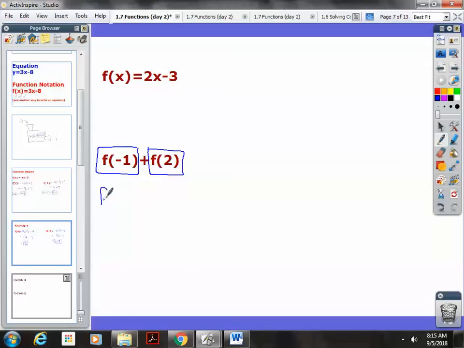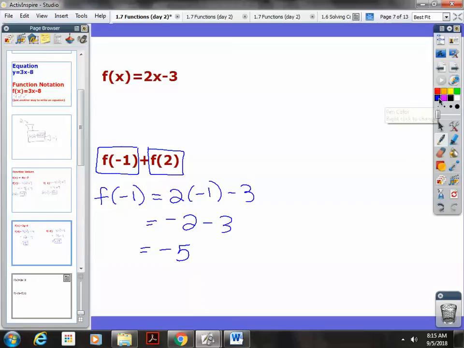Let's first find f of negative 1. Let's substitute in, replace x with negative 1. Two times negative 1 is negative 2. And negative 2 minus 3 is negative 5. Is that my answer? Yes, we need to find f of 2, don't we? And then what are we going to do with our answers? Add them together. So let's go ahead and find f of 2 next.